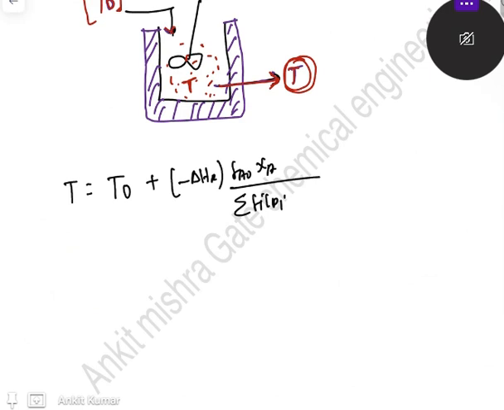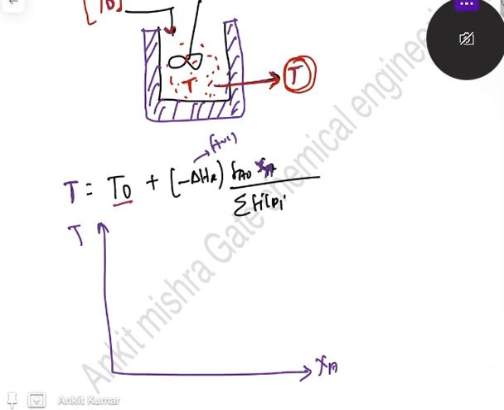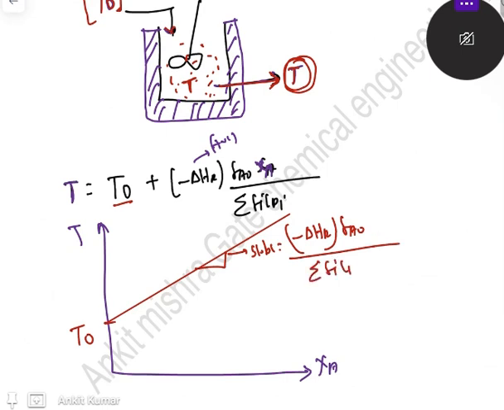So you can see if I want to plot temperature versus conversion, right? With increase in conversion, what will happen? More heat will be generated. And for exothermic reaction, delta HR is negative, so negative negative becomes positive. If I plot this curve, temperature versus XA, it will start when conversion is zero at temperature T0. And since this is an exothermic reaction, this will go like that. The slope will be like that, right? And what is the slope of this curve? Slope will be equal to minus of delta HR into Fa naught divided by summation of Fi Cpi.